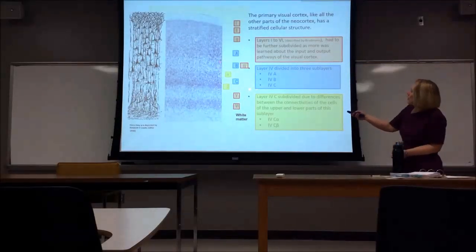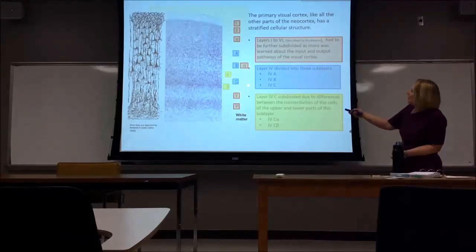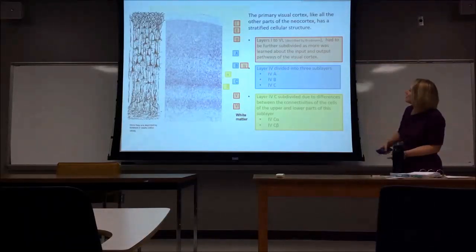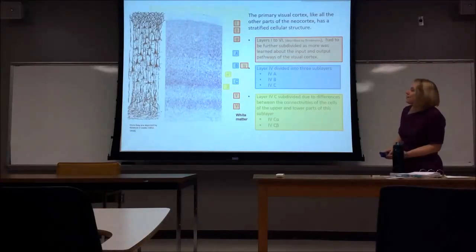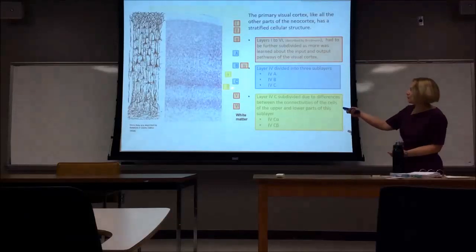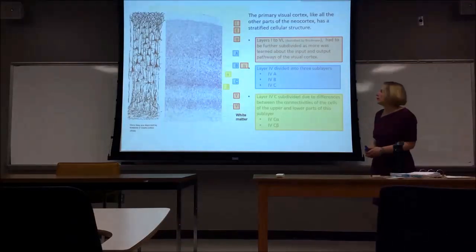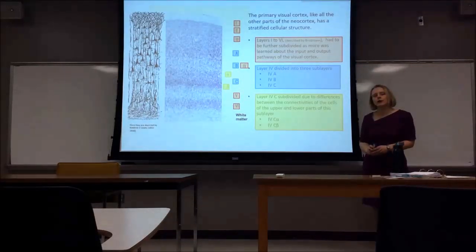As we got better at examining these structures, we realized that layer 4 was divided into 3 sublayers: 4A, 4B, and 4C. And then as we got really a lot better, we realized that 4C was divided into 2 new areas, 4C alpha and 4C beta.